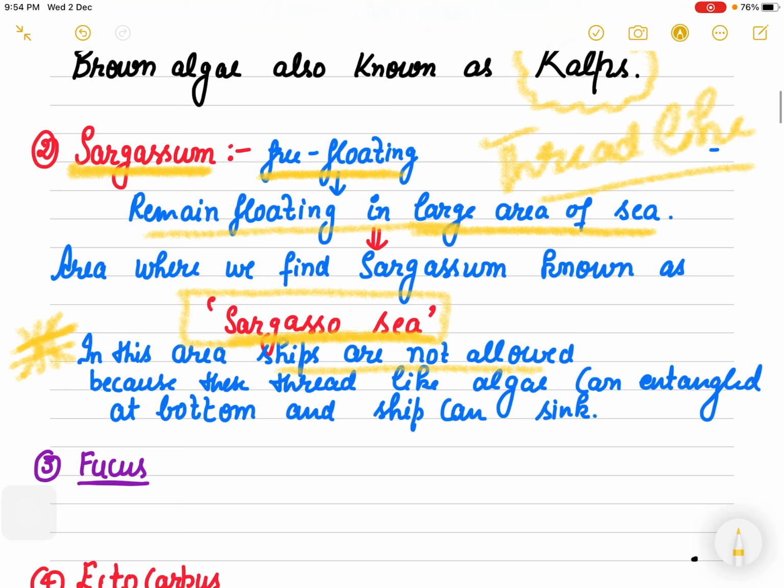Thread-like structures are present there. So whenever ships go there by mistake, it entangles at the base. Entangle hota hai, फंस जाना पूरा वो, it covers the base. So ships can sink also. So it is always a warning that if in any area of the sea sargassum is growing, then ships are not allowed in that place.